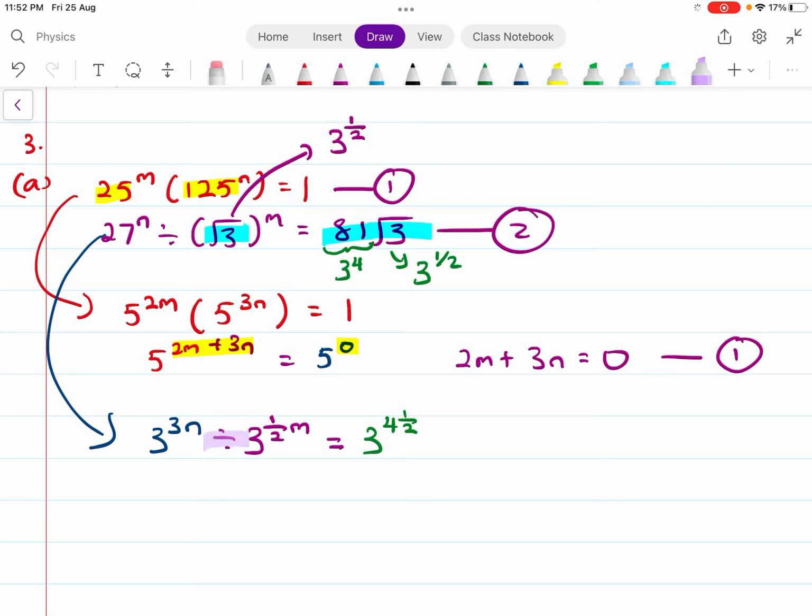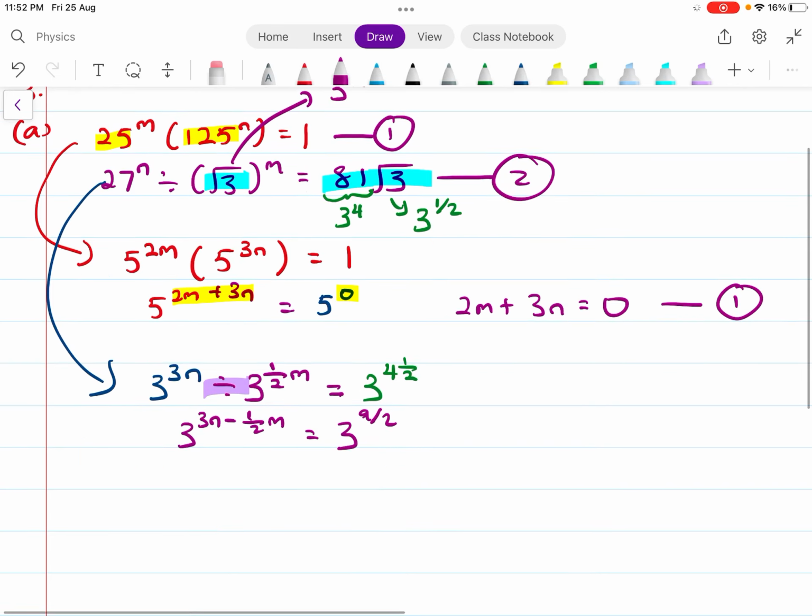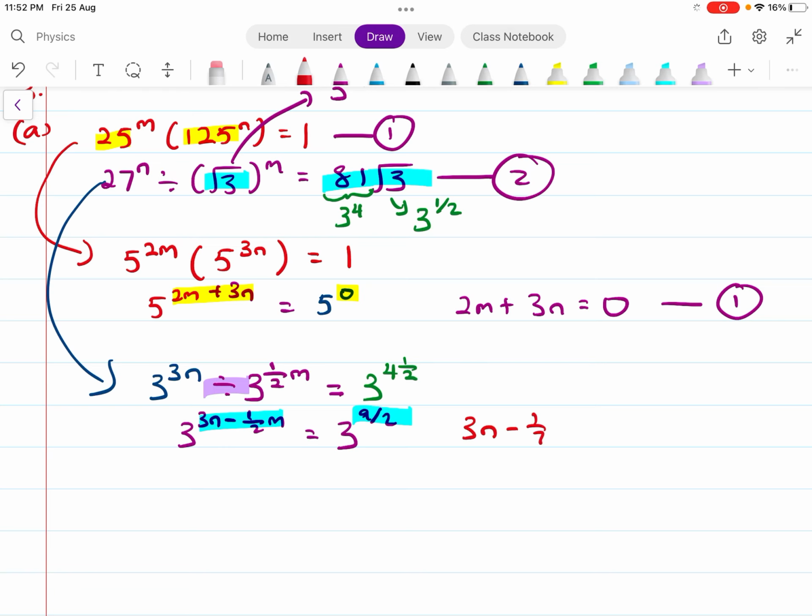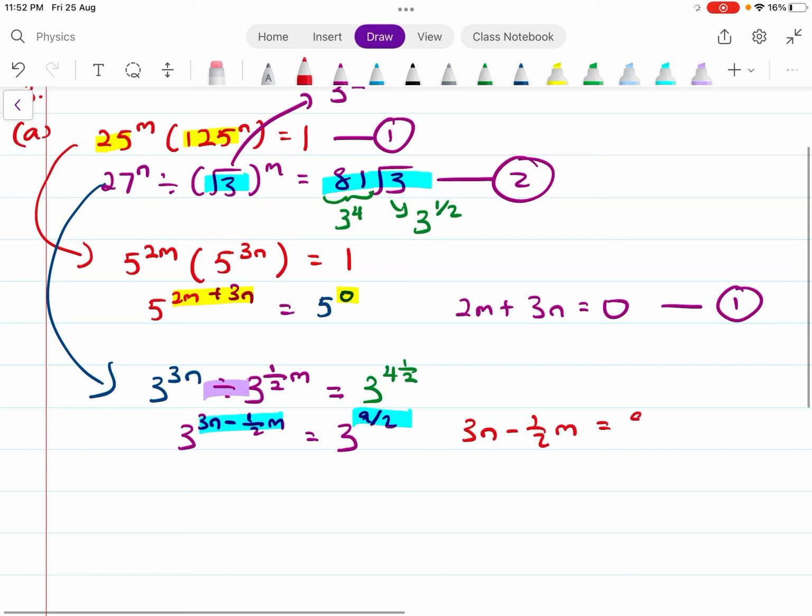Next part will be divide. The left hand side is a division, which means you apply the second law. So 3 to the power of 3n minus half m. The right side, 4.5, I put in terms of an improper fraction, 9 over 2. Now I can throw away the base and compare the power. So 3n minus half m is equal to 9 over 2.